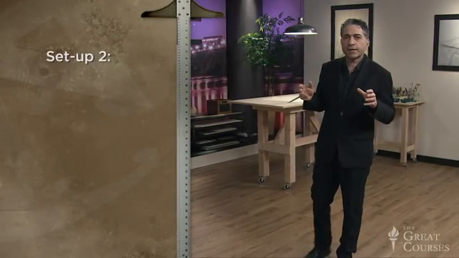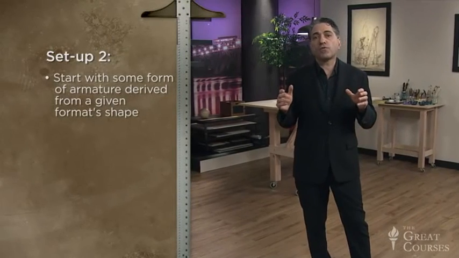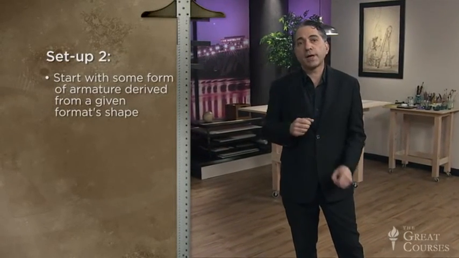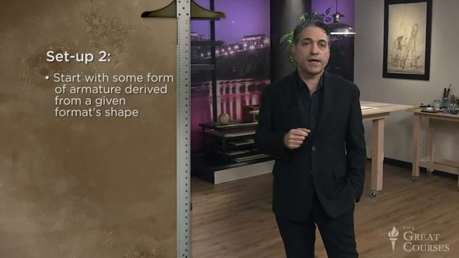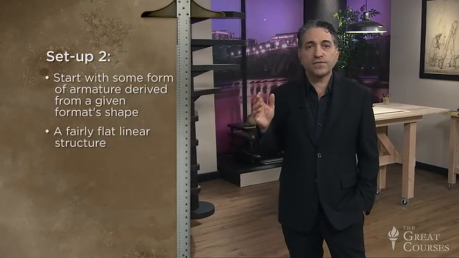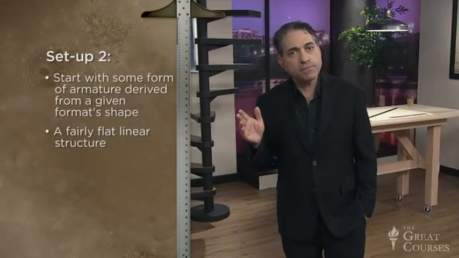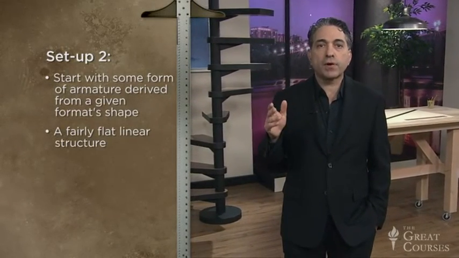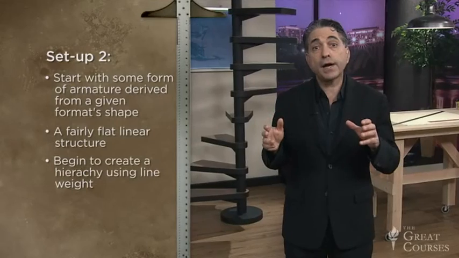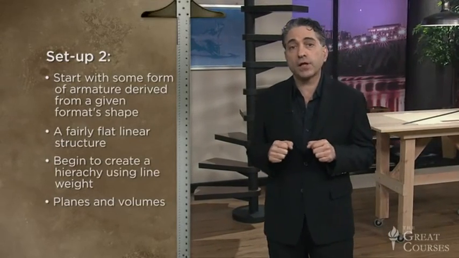A second way of attacking this is to simply start with some form of armature derived from a given format shape, like we did in the lecture on that subject. This will also give you a fairly flat linear structure. Everything will be parallel to the picture plane and progress the same way. Begin to create a hierarchy using line weight, then planes, and volume. As a final step, you could take this back into figuration, adding any elements you might want. You could use prior drawings done from observation as source material, but avoid the primacy of a floor plane and a single point of view.